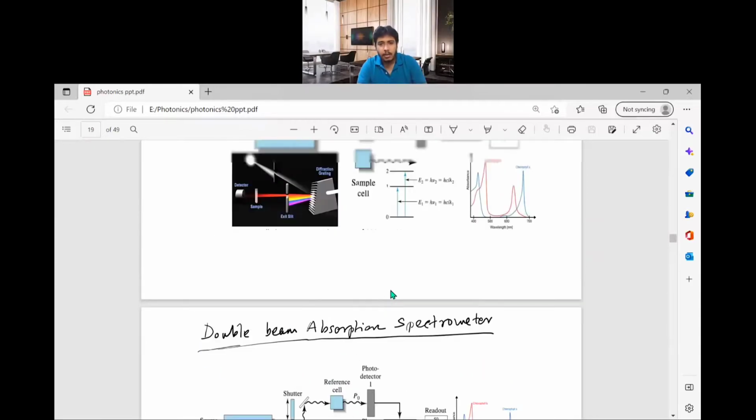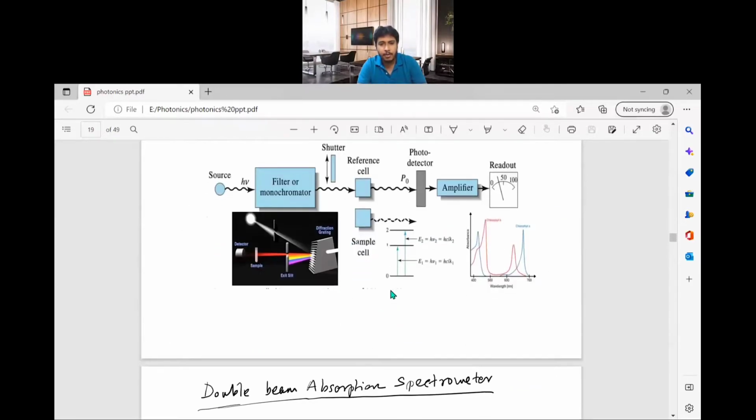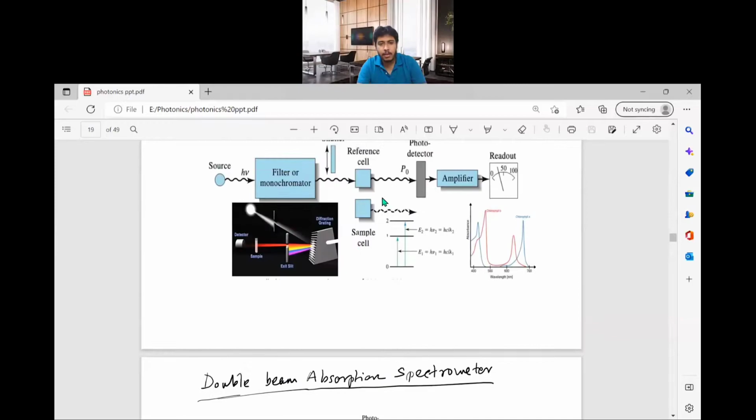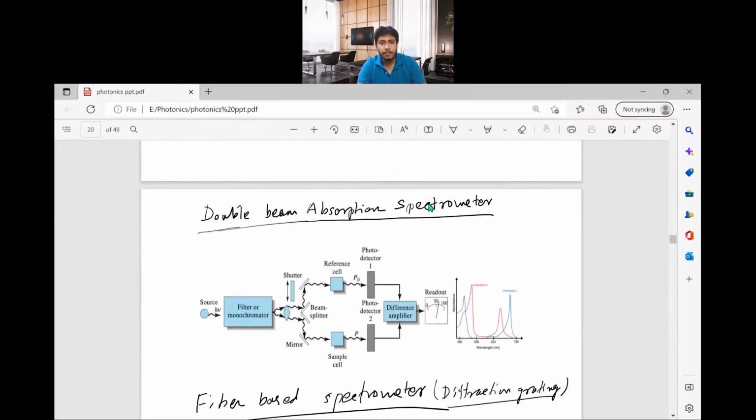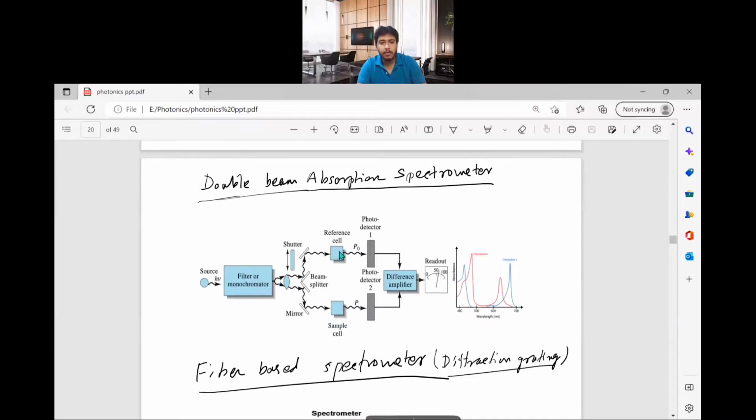Next is the double beam spectrometer. In single beam, we need to place the reference cell first, then place the sample cell, and compare the two. Since you are placing them manually, there will be some error. Therefore, as an improvement, we use the double beam spectrometer, where you don't need to place the sample and reference one by one. They are placed together and remain intact.